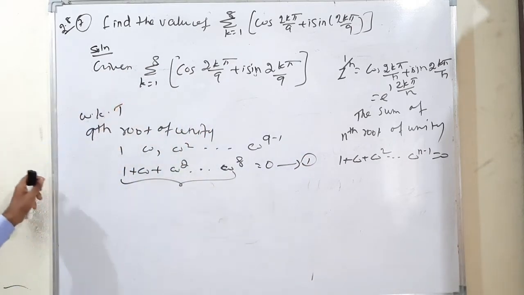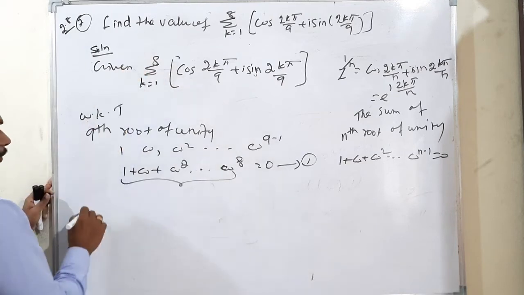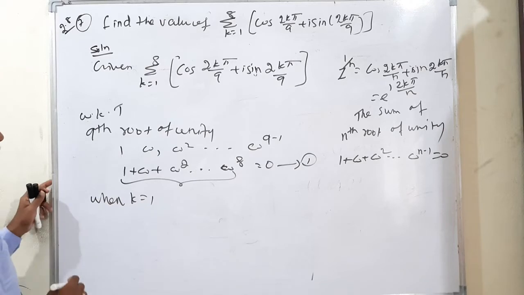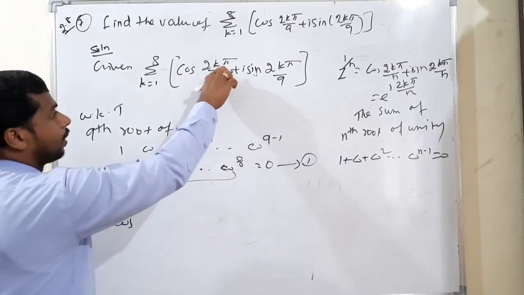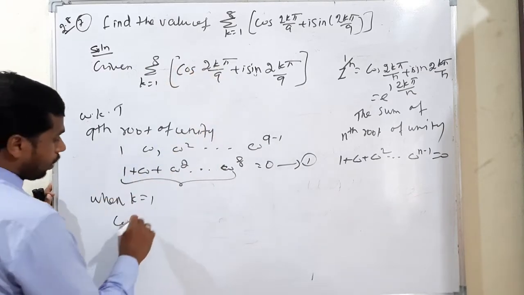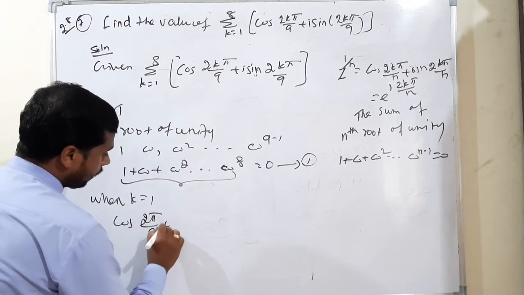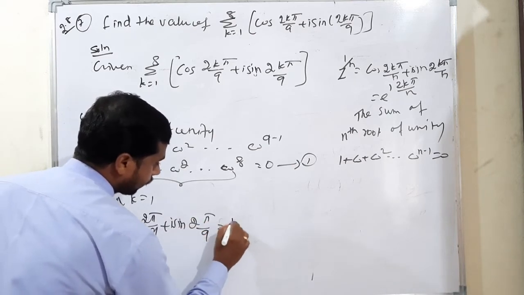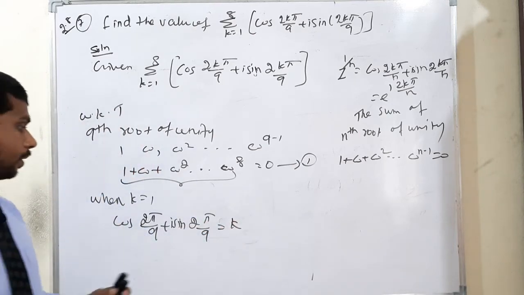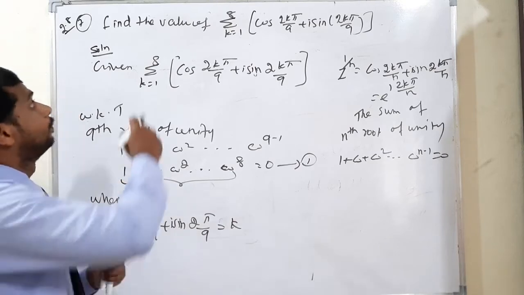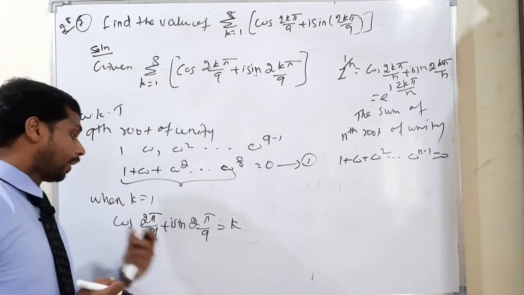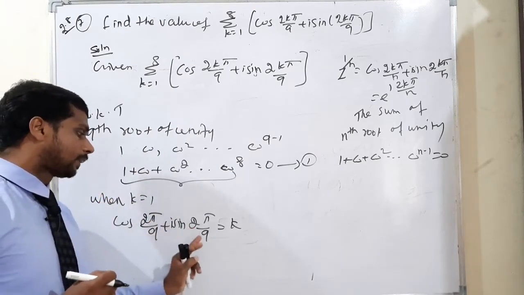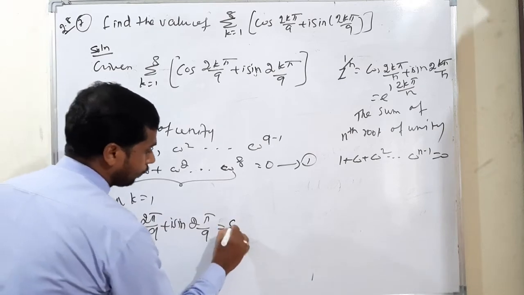Then the given condition k equals 1 to 8. When k is equal to 1, apply 1 instead of k: cos 2 into 1, that is cos 2 pi by 9 plus i sin 2 pi by 9. Not only this question; some questions ask to find the nth root of unity value, and this has already come in 2 or 3 questions. So cos 2 pi by 9 plus i sin 2 pi by 9 is equal to, not k, sorry, omega.